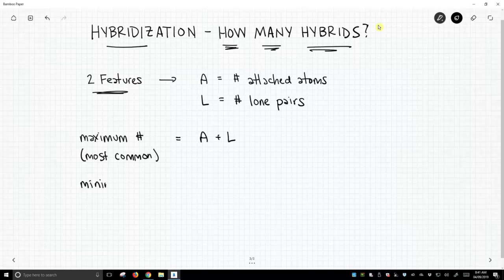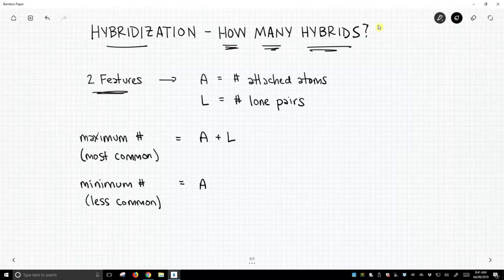So I'm going to put in a minimum number of hybrids. And this is less common. The minimum number of hybrids is simply the number of attached atoms. So every time you look at an atom, there's a range of number of hybrids that you can possibly use. The most common is you will count the number of attached atoms plus the number of lone pairs, but at a minimum you need one hybrid orbital to make a bond to each attached atom.